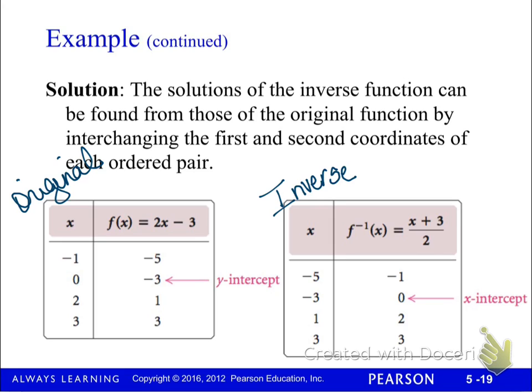One of the things that I want you to notice is my y-intercept in my original function, and look at the relationship to my x-intercept in my inverse. So in my original function, one of the points that I have is (0, -3). The definition of an inverse is we switch the x and the y. So this ordered pair (0, -3) in my original, in the inverse is going to be (-3, 0). So there is a relationship between the y-intercept in the original and the x-intercept in the inverse.